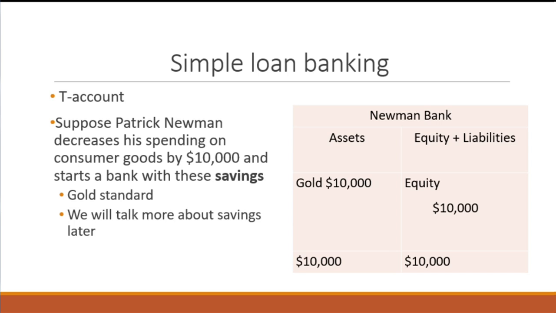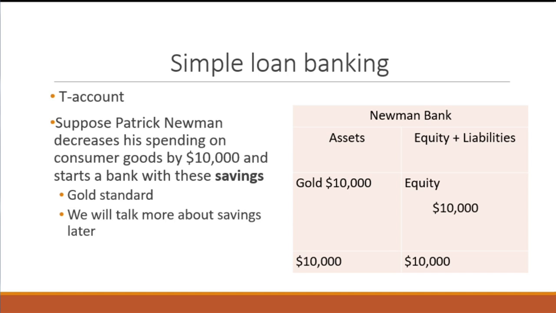So suppose we're looking at a particular individual, one Patrick Newman, and let's say he wants to create his own bank. So he decreases his spending on consumer goods by about $10,000, and he starts a bank with these savings. We're going to assume we're on a gold standard, so this $10,000 is in gold. A dollar is 1/20th of an ounce of gold.